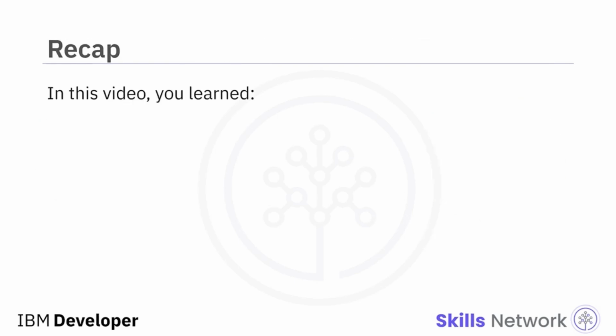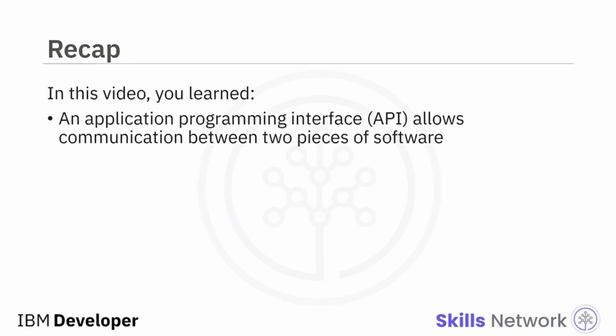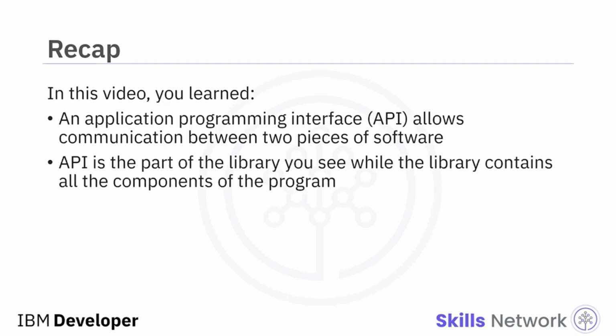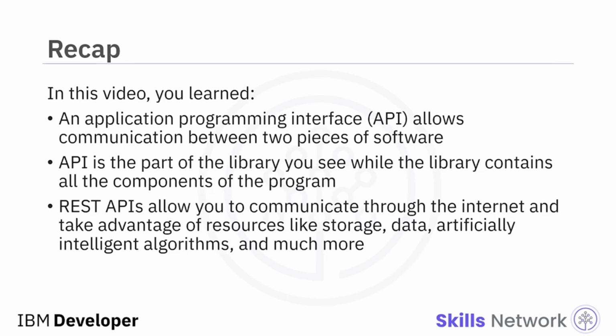In this video, you learned an Application Programming Interface, or API, allows communication between two pieces of software. An API is the part of the library you see, while the library contains all the components of the program. And REST APIs allow you to communicate through the internet and take advantage of resources like storage, data, artificially intelligent algorithms, and much more.